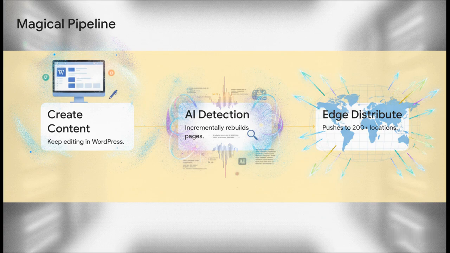Global edge distribution. Those fresh, static pages are instantly pushed out to all 200 locations worldwide. You get static speed without ever breaking your dynamic CMS.